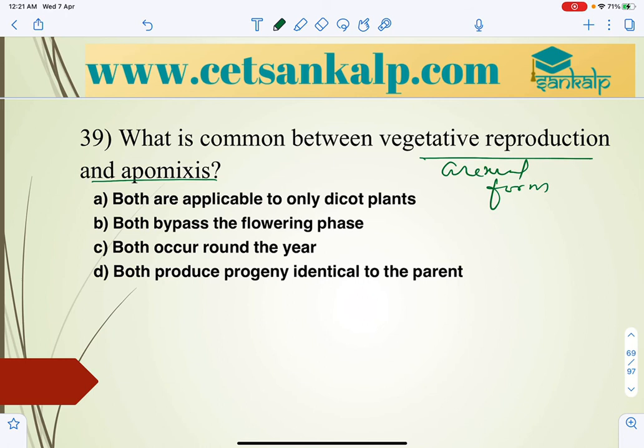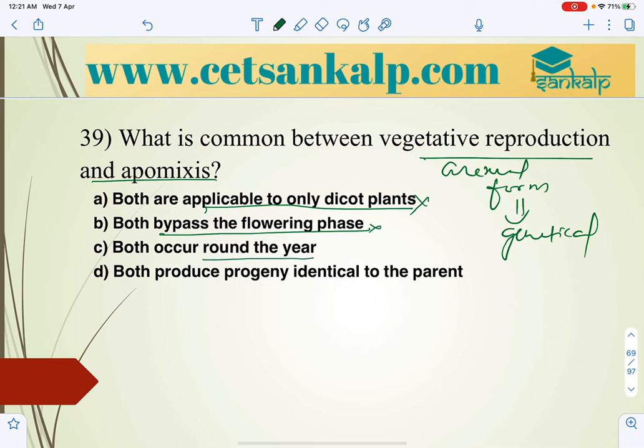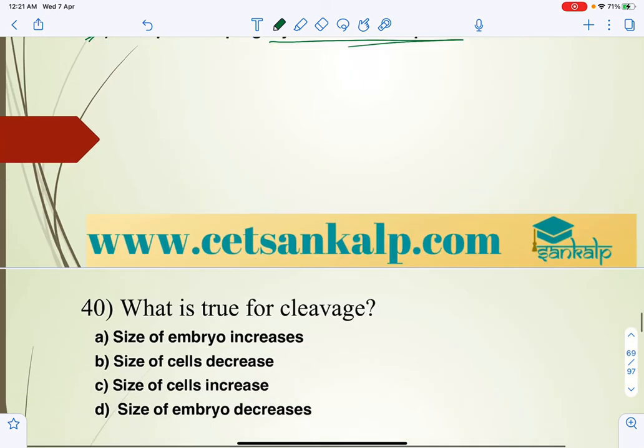Right? Both are going to produce a progeny which is genetically similar to the parent. Asexual forms are genetically similar. Both are applicable only to dicarpons? No. Both bypass the flowering phase? No. Both occur round the year? No. Both produce a progeny identical to their parents. So D is the answer.